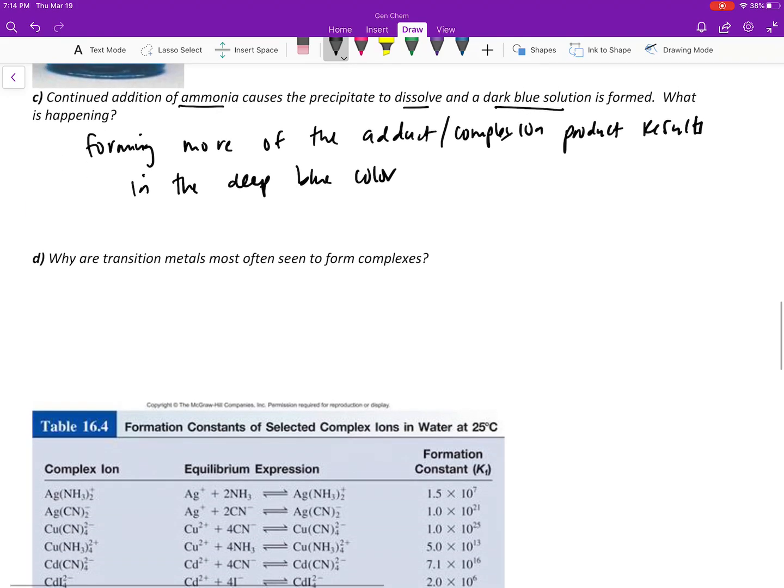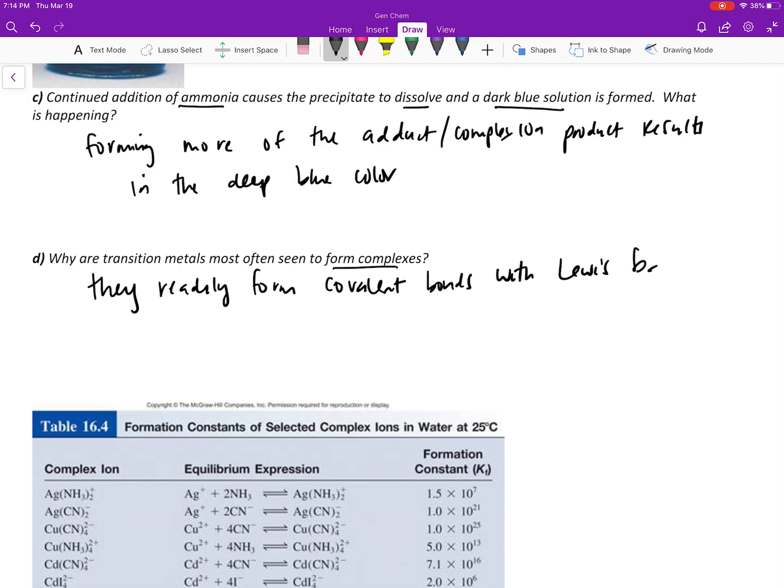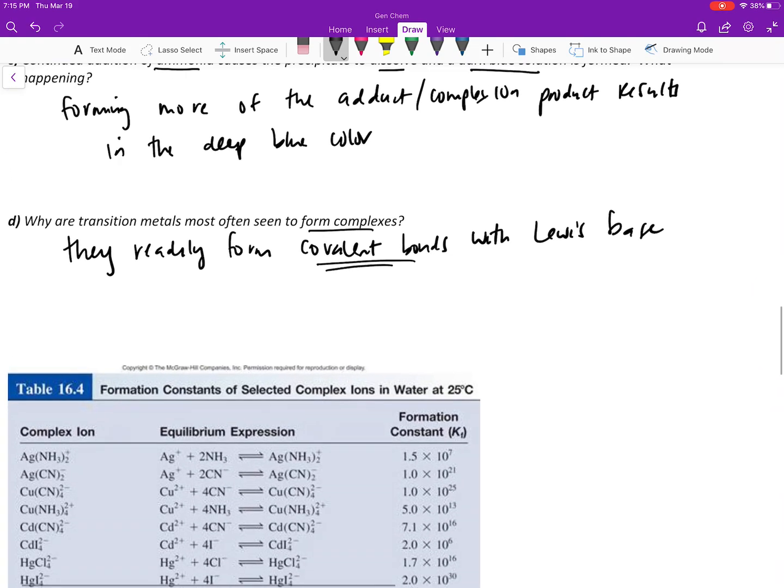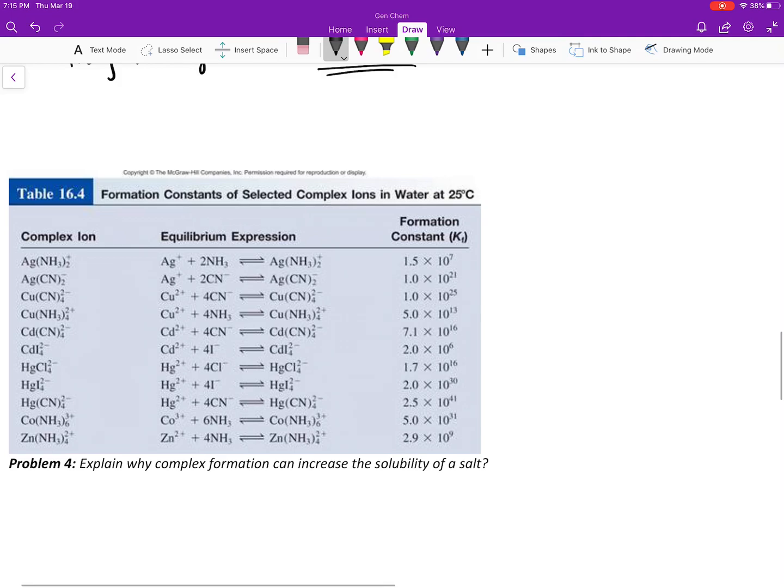Why are transition metals most often seen to form complexes? Well, they readily form covalent bonds with Lewis bases, making them really, really great Lewis acids, making them very stable products, because remember, covalent bonds are very strong. So once we start adding the ammonia, it was very easy to start complexing it with the copper, and forming that deep blue compound.